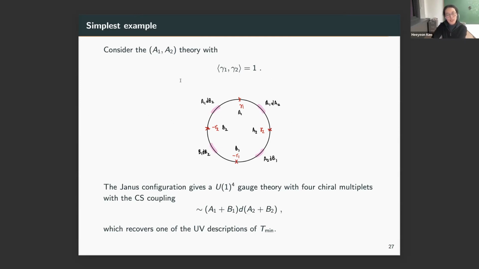And this particular configuration, if you compactify this on this circle, gives precisely a U(1)^4 gauge theory. Each of the U(1)s corresponds to a local gauge field around those 4 BPS trapped particles, and there are also 4 chiral multiplets that come from these 4 locations. And you also have to include these 4 S-duality walls that give rise to this particular Chern-Simons coupling. And it turns out that this description is precisely the UV description of the T minimum that we introduced in one of the previous slides.